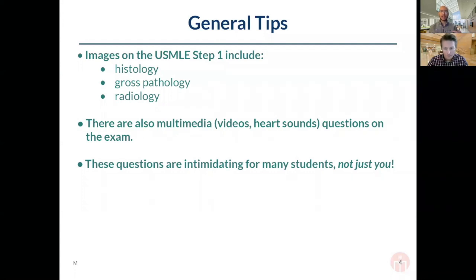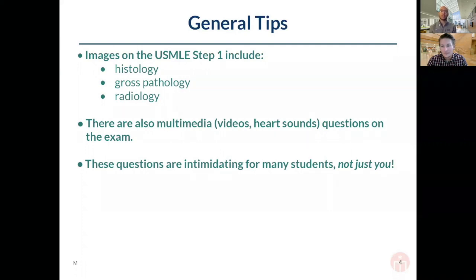And so you, as the test taker, are integrating the demographics, the history of present illness, the physical exam that is written out in front of you, and integrating in the images. These images range from histology slides, gross pathology, radiology, and it can be really easy to see something that you don't recognize and have that take a hit on your confidence.